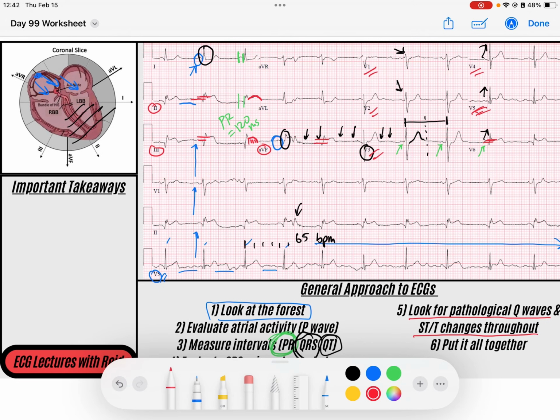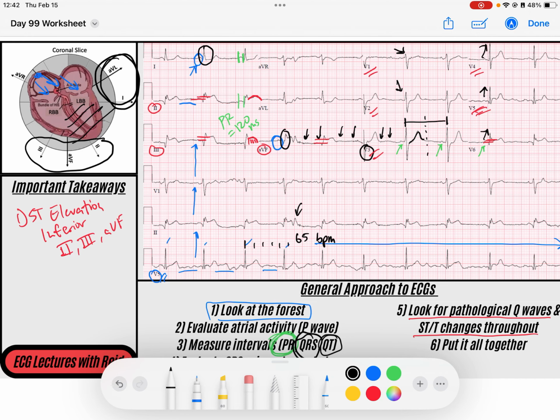And so we see that we have ST elevation in the inferior leads, which are leads 2, 3 in AVF. And so you want to see, well, how much should I be worried? And so you look for reciprocal depression. And when you're looking at reciprocal depression for the inferior leads, you obviously are going to look at the most opposite, which is AVL and lead 1.